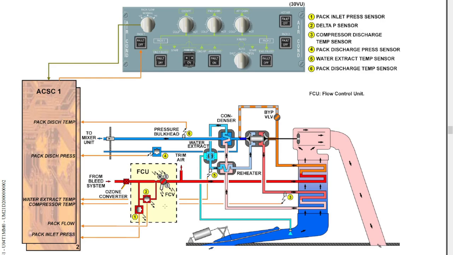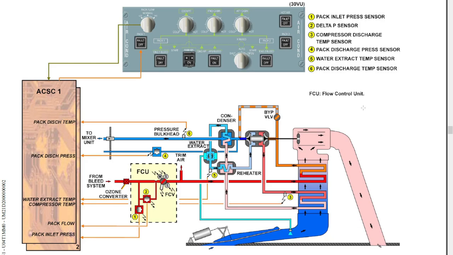Just a quick note, here you can see that there are two computers. Here it says ACSC1, and this is ACSC2. ACSC1 is the one which will control the pack components when it comes to air conditioning pack 1. There are two air conditioning packs in the A320, I told you last time.